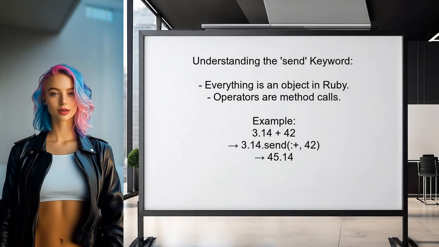This user explains that in Ruby, everything is an object, including numbers. They clarify that operators are just syntactic sugar for method calls. For example, the expression 3.14 + 42 can be expressed as a method call using send, where you send the plus message to the number 3.14 with 42 as an argument.